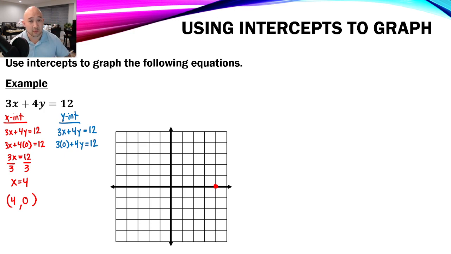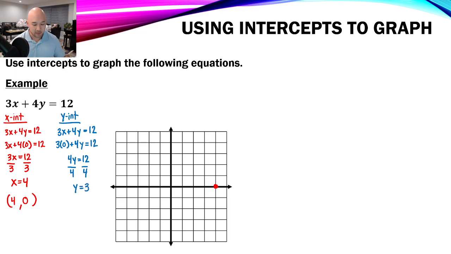And then we're going to solve this for y, and that will give us our y-intercept. 3 times 0 is 0, so that just goes away. We just have 4y left now is equal to 12. We're going to divide both sides by 4 to get y by itself, and that's going to give us y is equal to 3. Sweet.